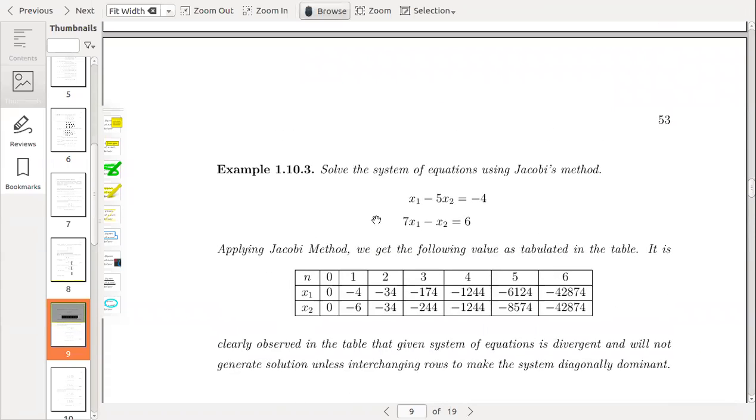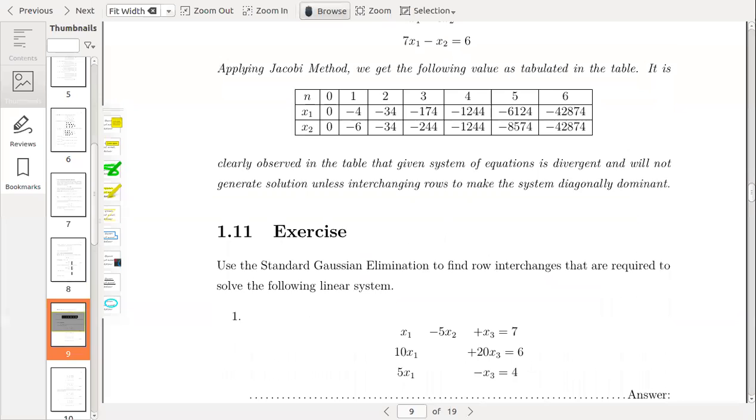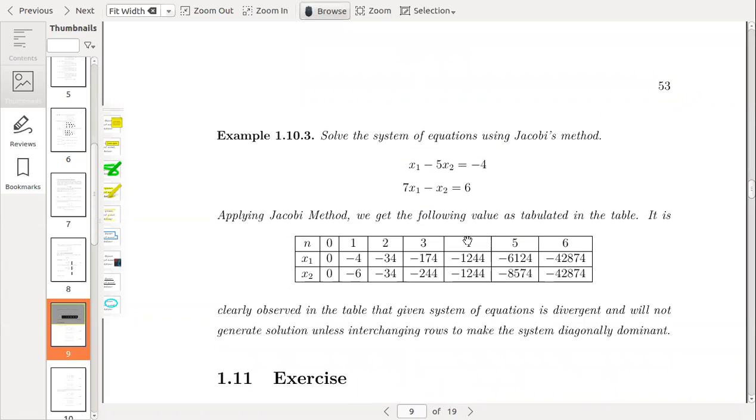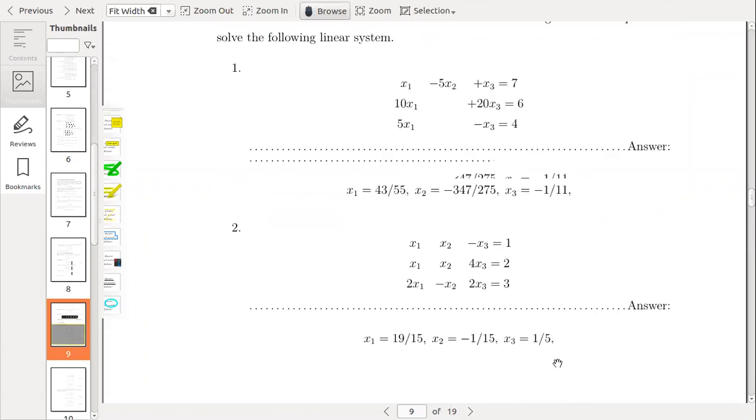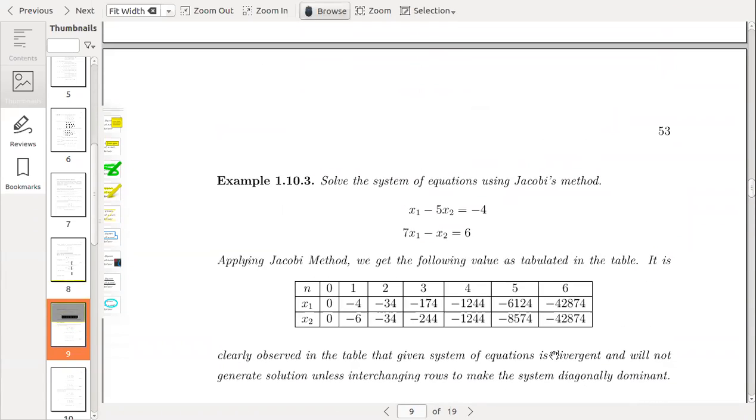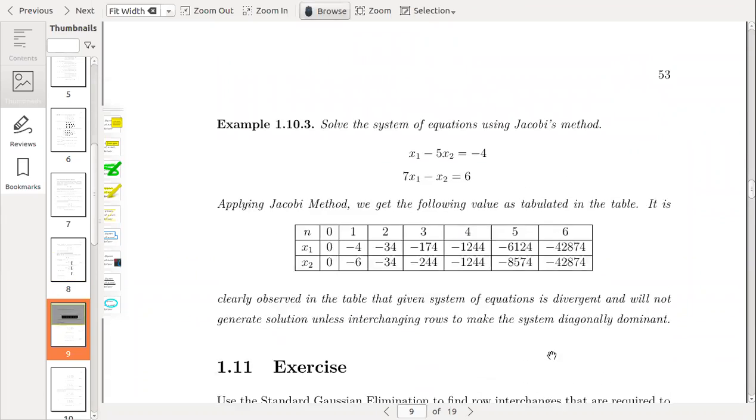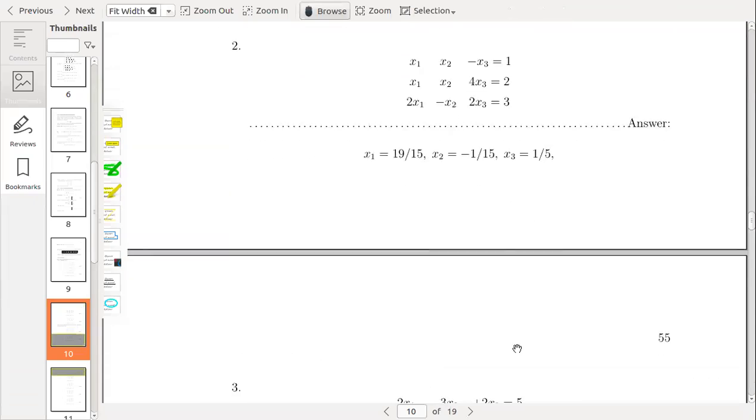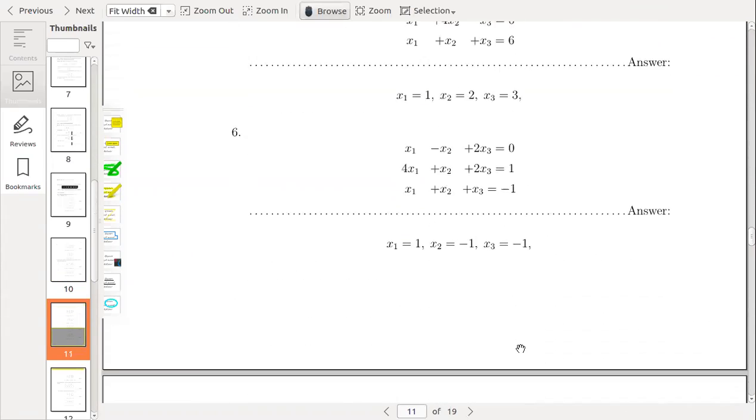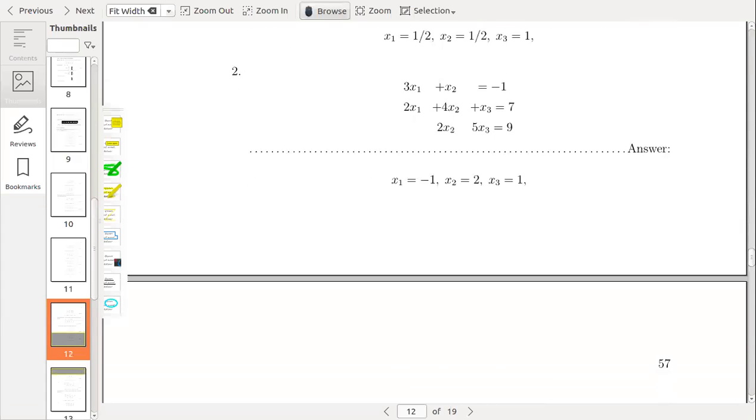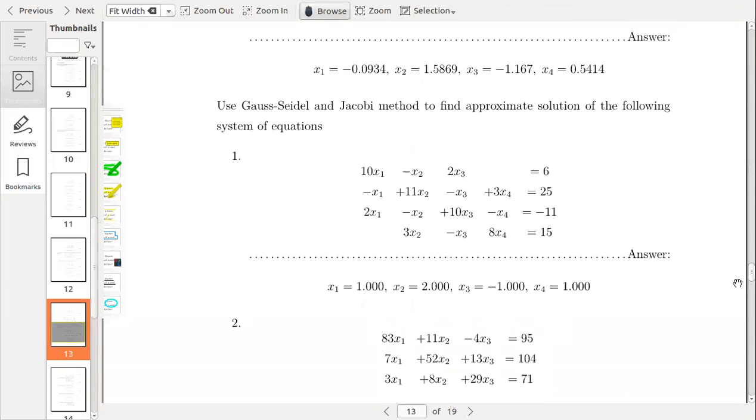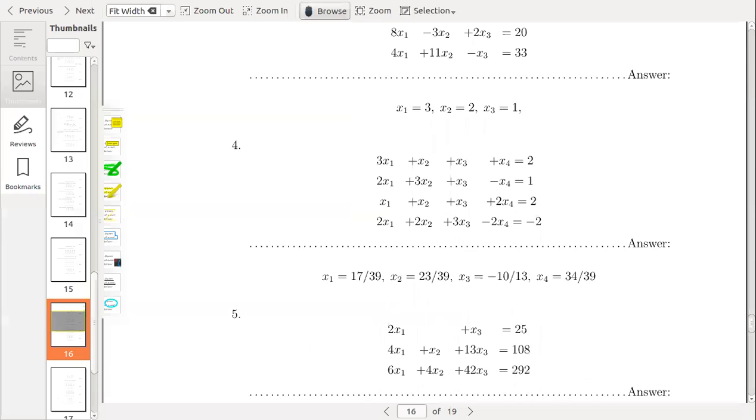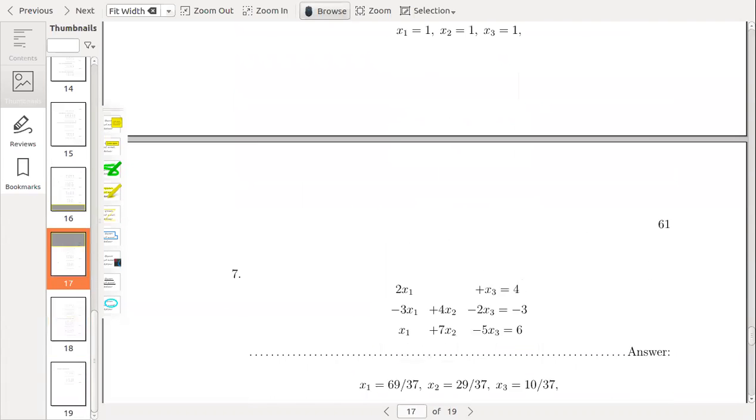Solve the system of equations using the Jacobi method. If we solve this system, we will get the answer like this one. This is another example of the Jacobi method, and this is the exercise, with the answers. Each question has its answers. You can solve and verify your answer with the given answer. There are many questions for practice, so it depends on you how many questions you can complete.